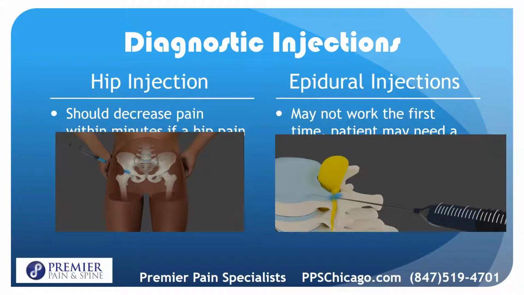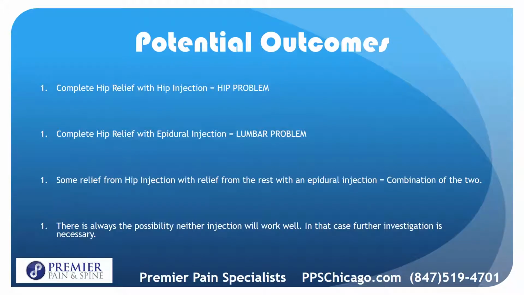If you have an epidural injection and the problem is spinal stenosis, it should relieve the pain instantaneously, but it may actually take a few injections to get to the most relief possible. Here's the potential outcomes, all right? Complete hip relief with a hip injection, that means you have a hip problem. All right, you have the injection, the pain goes 100% away. Even if it's temporary, that's the issue.